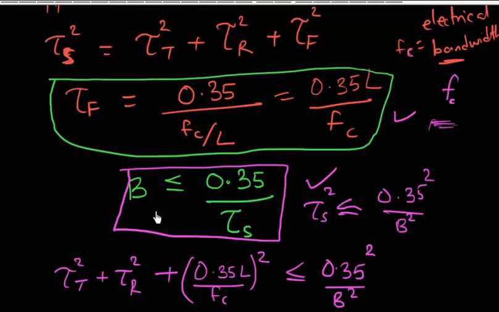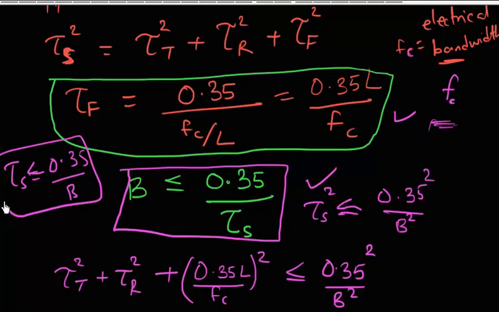In fact, I think what is even important is not even this formula, is to just say TS is 0.35 over B, because that's what we actually want. Like this, these two, TF, TS. So we need to know how to get this. We keep these two normal.